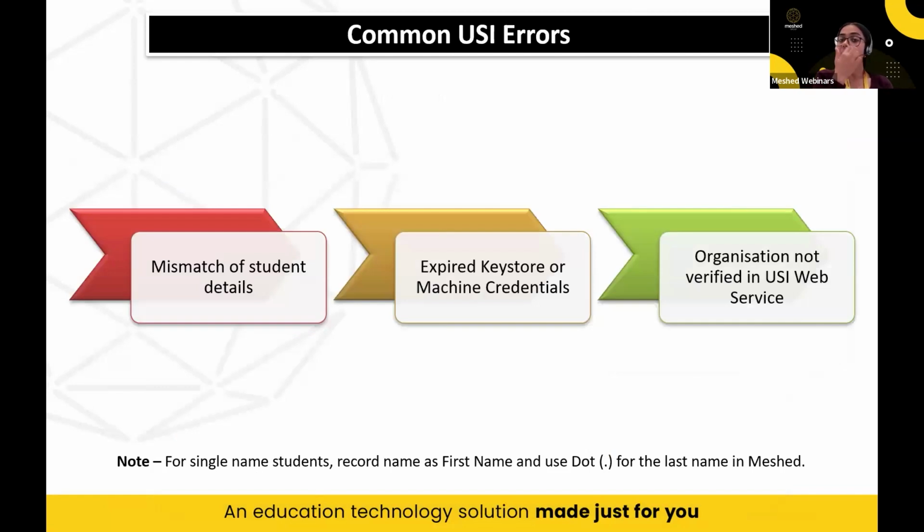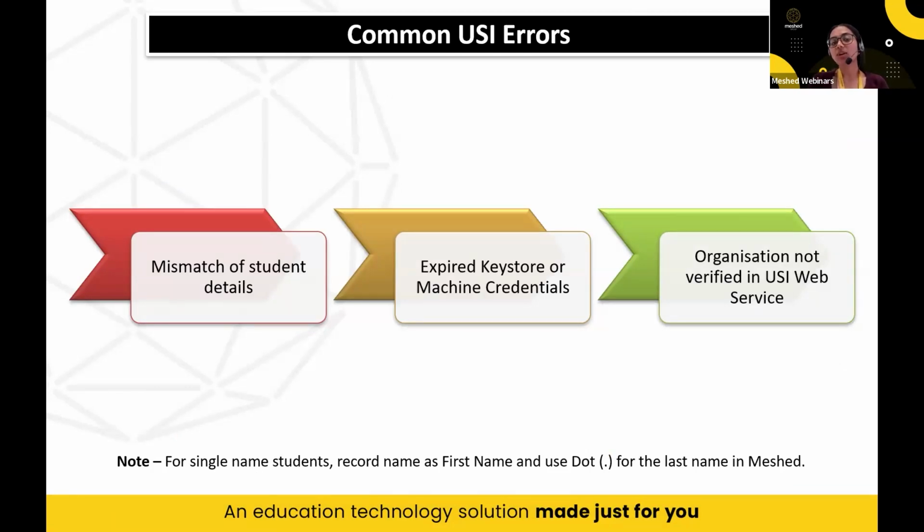Now let's talk about some of the common USI errors. While recording the USI, you may find that you're experiencing some errors, or the system's not letting you record USI and you're seeing some messages in red. The most common errors are listed here. The first one that we've seen is mismatch of student details.